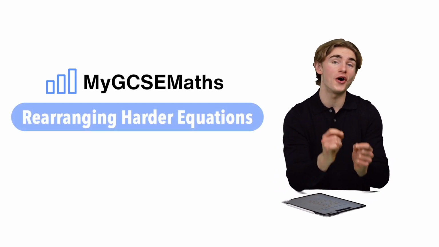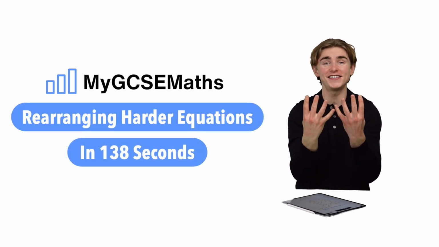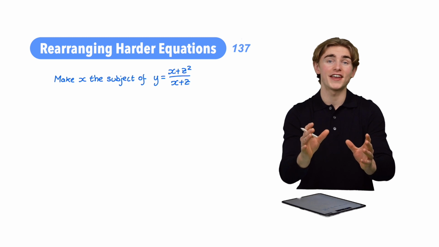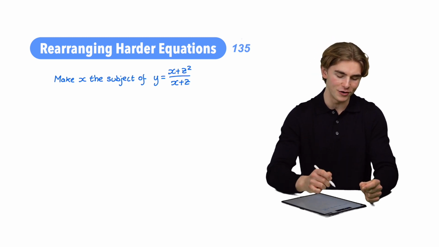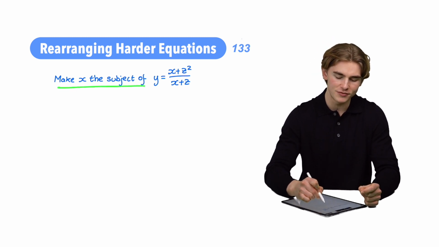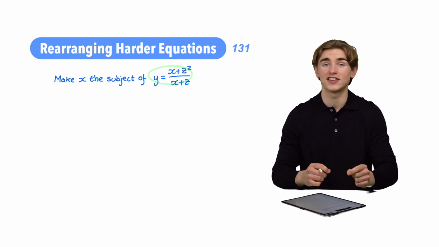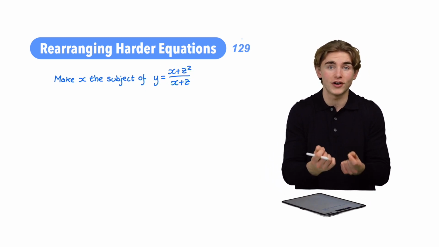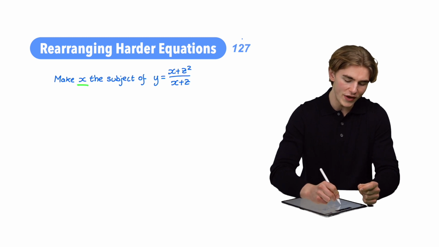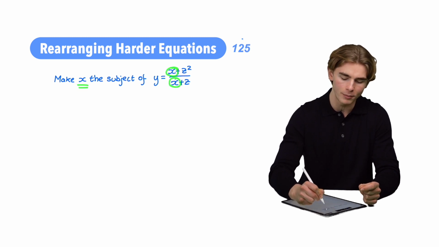How to rearrange harder equations in 138 seconds. Let's go. This one's going to be tricky, guys, but it's super important, so pay close attention. We get asked to make x the subject of y equals (x plus z) squared over (x plus z). Now, what is it that makes this one tricky to rearrange? It's going to be the fact that we have an x on the top and the bottom of our fraction.